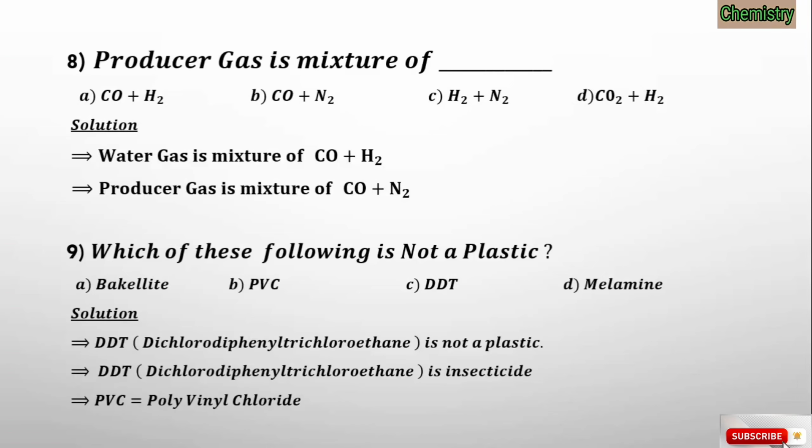Which of the following is not a plastic? Bakelite, PVC, DDT and melamine. You have to know that bakelite is a thermosetting plastic, polyvinyl chloride is a plastic, DDT is an insecticide, and melamine is a plastic. Therefore DDT is the answer. DDT is not a plastic, it is an insecticide. You have to remember the full form also. Option C is the correct answer.